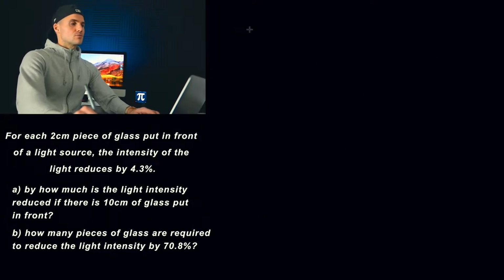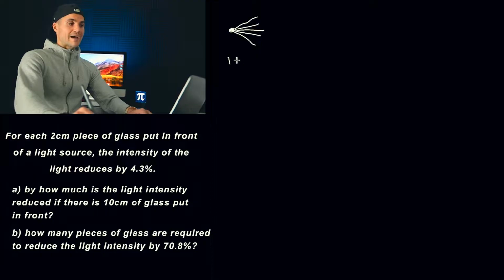And so before we get into talking about this, let me just maybe visually show what's going on. So we got this light source, right? It's emitting some light here. And if there's no glass in front, well, the intensity is going to start at 100%. So that's actually going to be our initial value. And then what they're saying is that if we put a 2-centimeter piece of glass in front, the light intensity is going to be reduced by 4.3%.